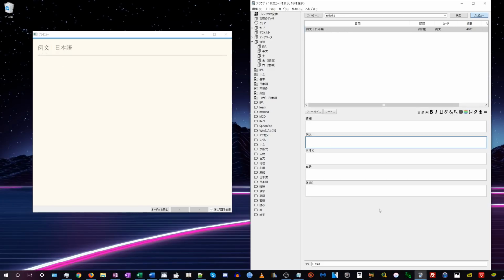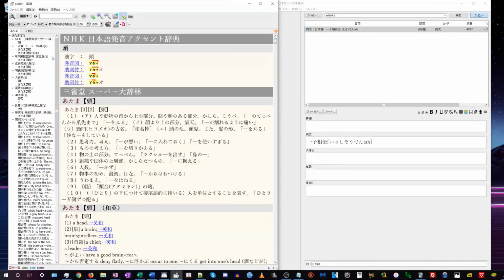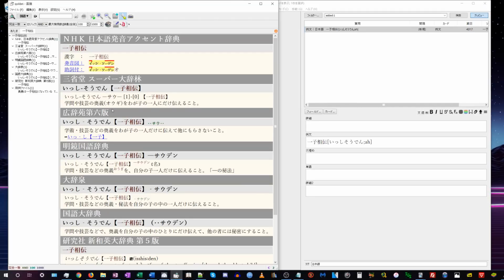Okay, so now on to the last thing that I wanted to talk about in this video. So again, this one's probably going to be easier to just show rather than tell. So if I have this yojijukugo here, this 4-character compound, ishi soden, and I generate it, it's going to give me this really weird thing where the whole word is one color and then it's highlighted in the background a different color. So basically, if we go to the dictionary and we look at ishi soden, we see that what this really means is that there's 2 different pronunciations.